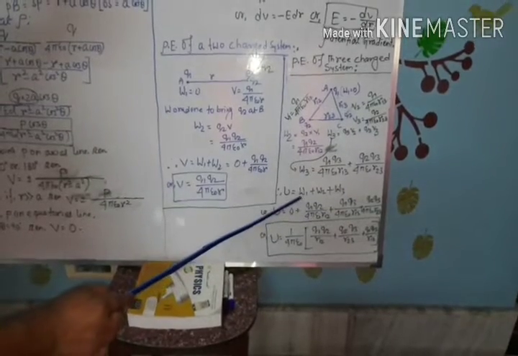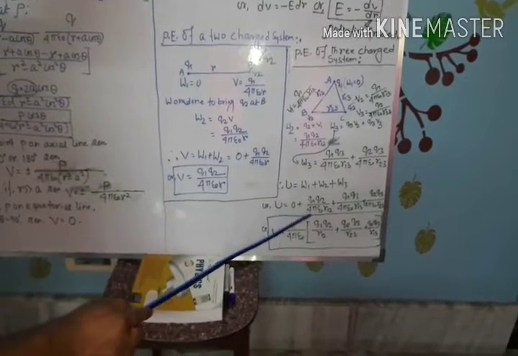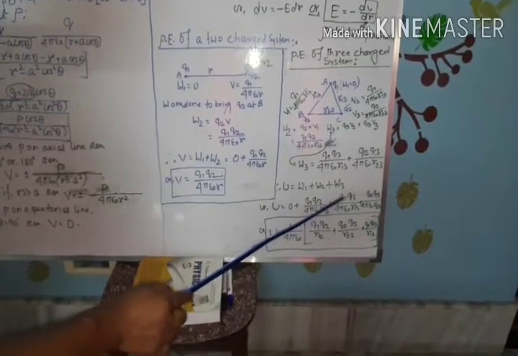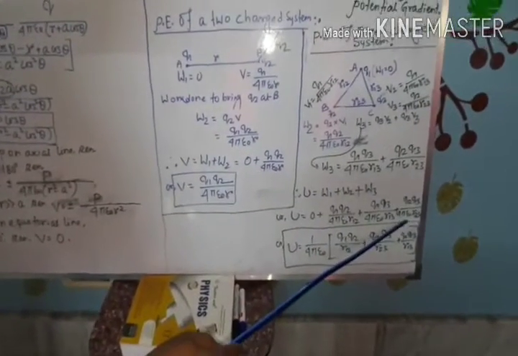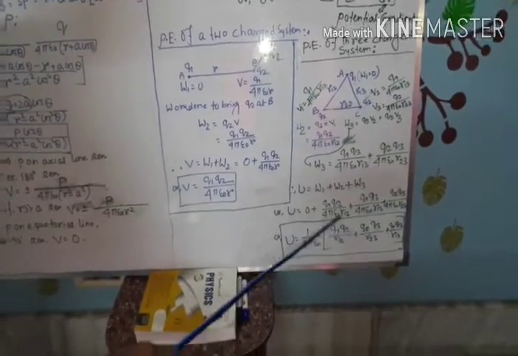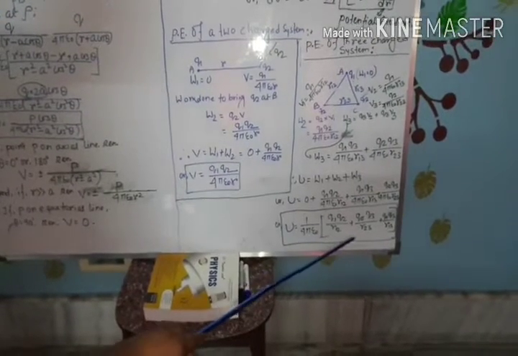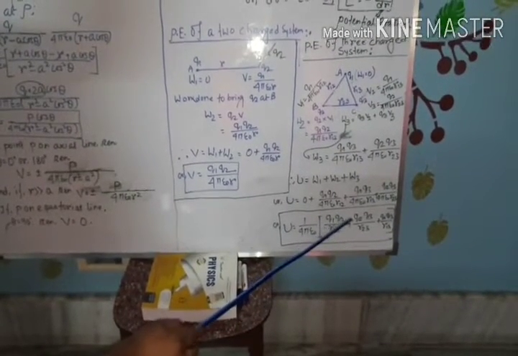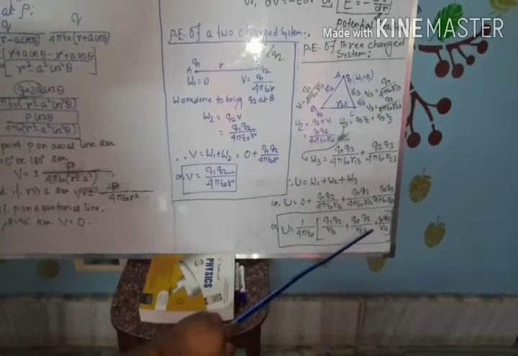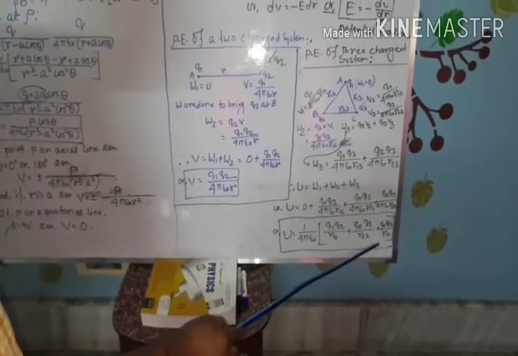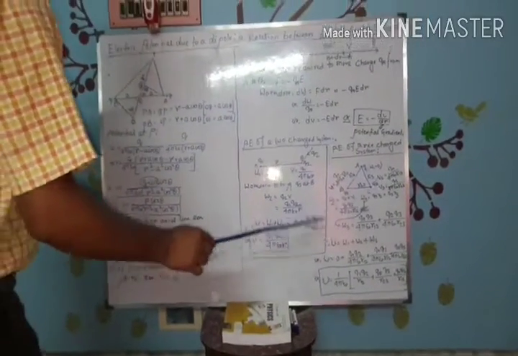By putting the values of W1, W2 and W3, we get 0 plus Q1 Q2 by 4 pi epsilon naught R12 plus Q1 Q3 by 4 pi epsilon naught R13 plus Q2 Q3 by 4 pi epsilon naught R23. Now in every term one thing is common, which is 1 by 4 pi epsilon naught. Within the bracket: Q1 Q2 by the distance between them, plus Q2 Q3 by the distance between them, plus Q1 Q3 by the distance between them. So this is the expression for the potential energy of a three-charge system.